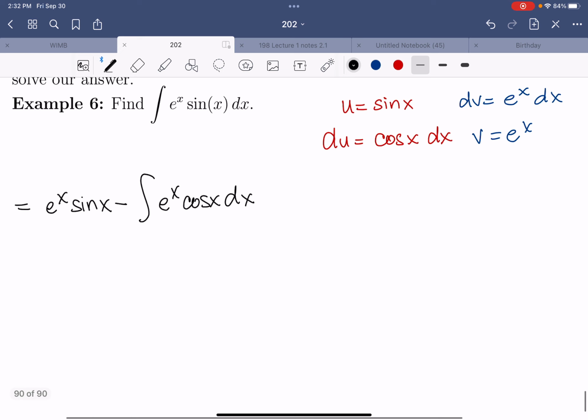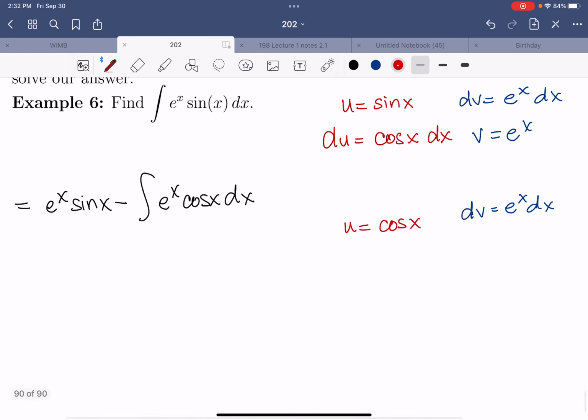So we're going to do it again, and that means we're going to be consistent. If I chose the trig function to be my u prior, I'm going to make the cosine my u this time as well. And then my dv is e to the x dx. So then I have that du is negative sine x dx, and my v is e to the x.